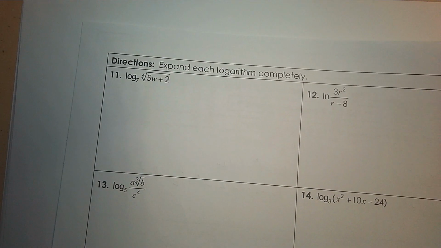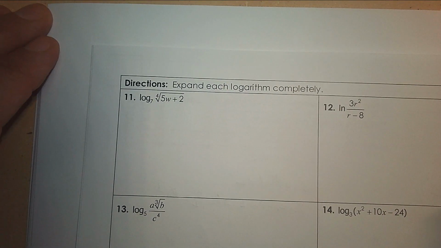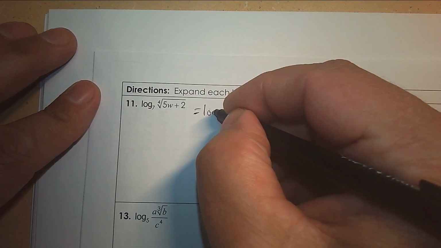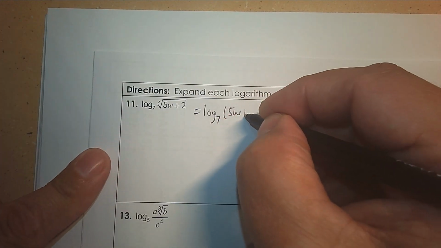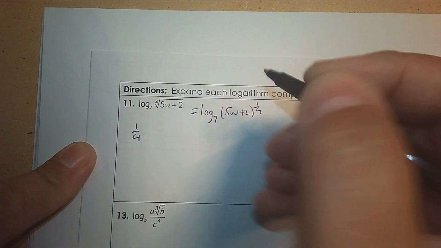How about the other direction? If it's 1 logarithm, do you have the skill to expand it completely? So the first thing I look at here is the 4th root. So I can write that as 5w plus 2 to the quarter. And once I have an exponent, that exponent can be written in front.